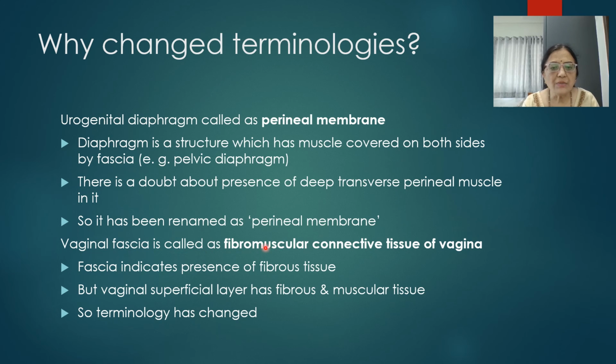It is now called as fibromuscular connective tissue of vagina instead of fascia. The reason is fascia indicates presence of fibrous tissue, but vaginal superficial layer has fibrous as well as muscular tissue. And that is why the terminology has been changed from calling it as fascia to fibromuscular connective tissue of vagina. It is the most superficial layer which is surrounding the outermost part of the vagina.